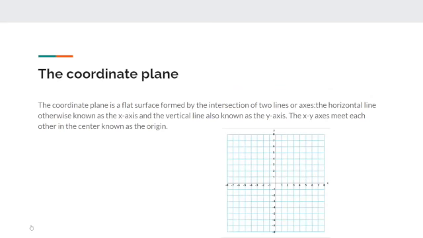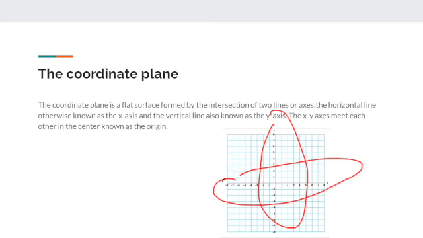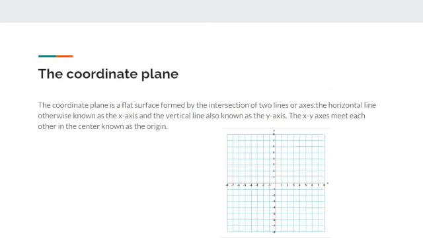The coordinate plane. Most of the time you use the coordinate plane for graphing functions, and the coordinate plane is a flat surface formed by the intersection of this line and this line. The horizontal line is the x-axis and the vertical line is the y-axis. The x and y-axis meet each other in the center known as the origin.